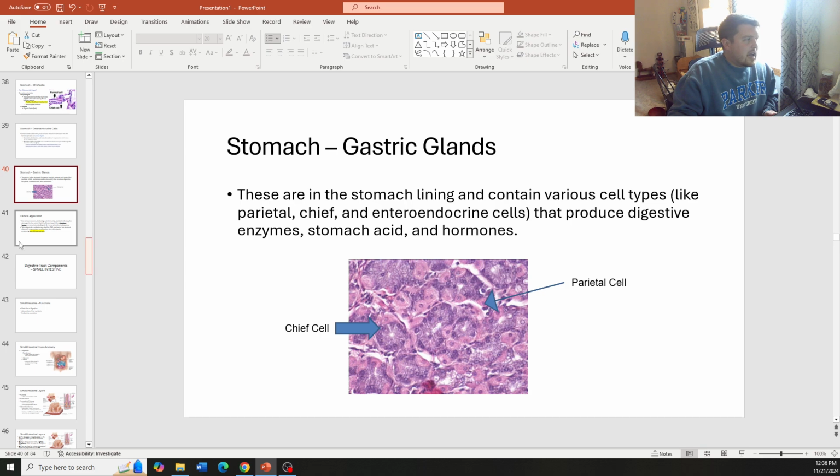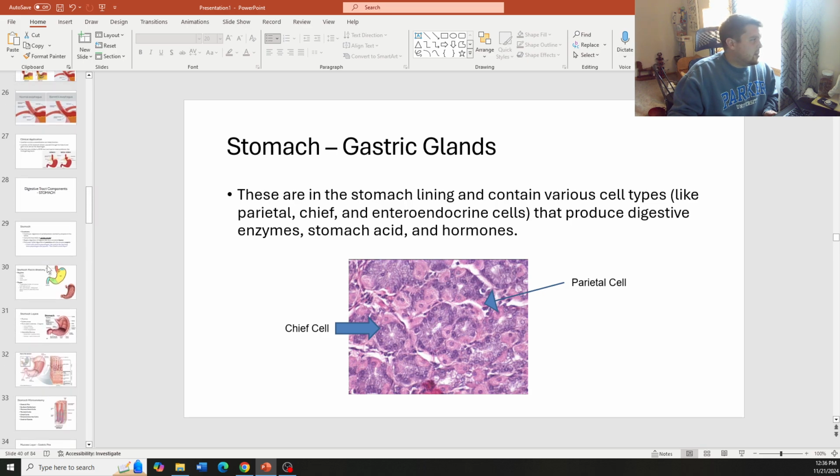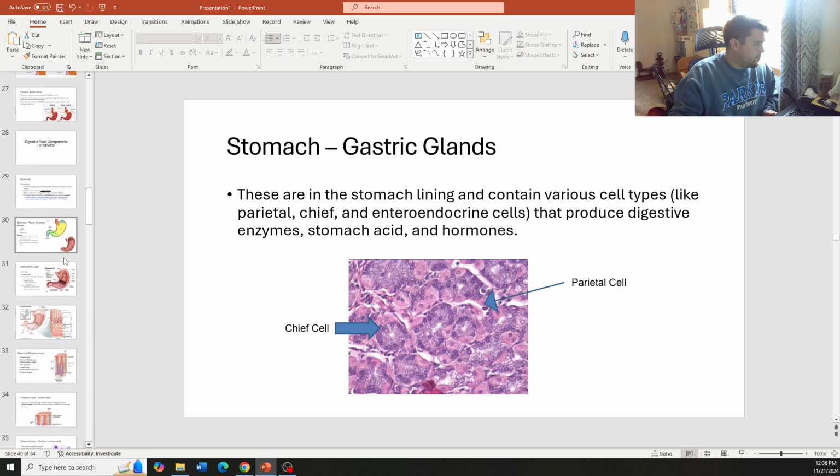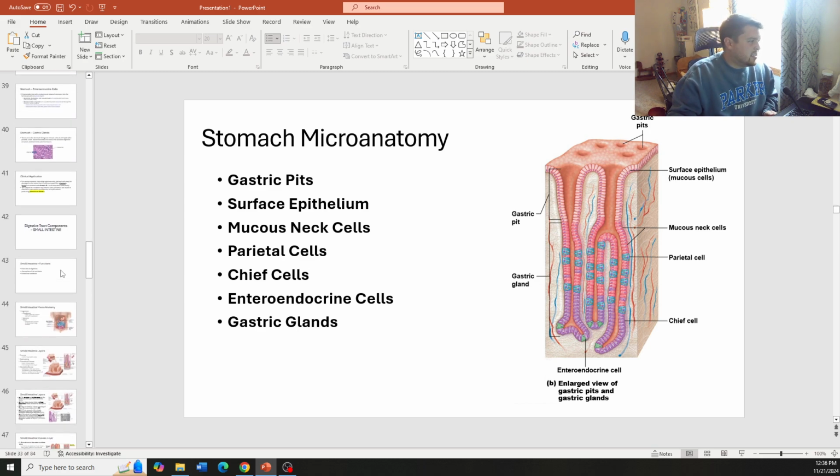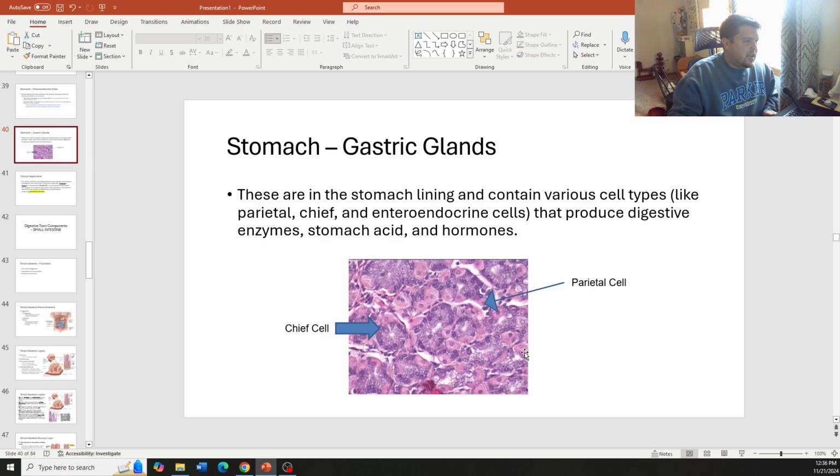Here are those gastric glands. Essentially, the gastric gland is the whole chunk down here containing all of this stuff. That's why I kind of left it to last. The gastric gland is what contains all of this other stuff. It has the chief cells, the parietal cells, the enteroendocrine cells that produce all of those things.